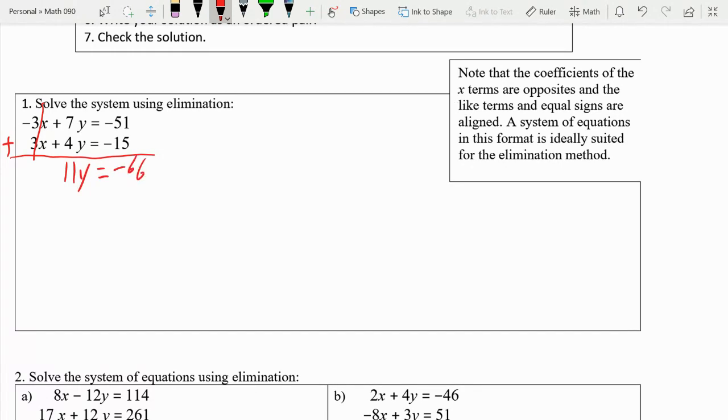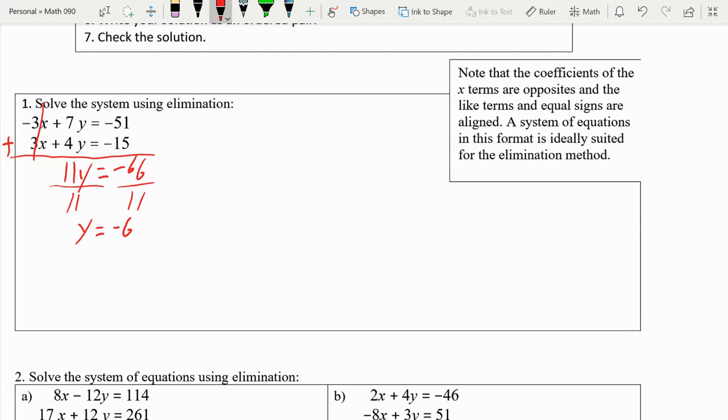And when that happens, we get just a variable by itself. We just end up with y by itself. We don't have to figure out what x is. We don't have two variables; we have one variable to deal with. So just like always, divide. We end up with y is equal to -6.